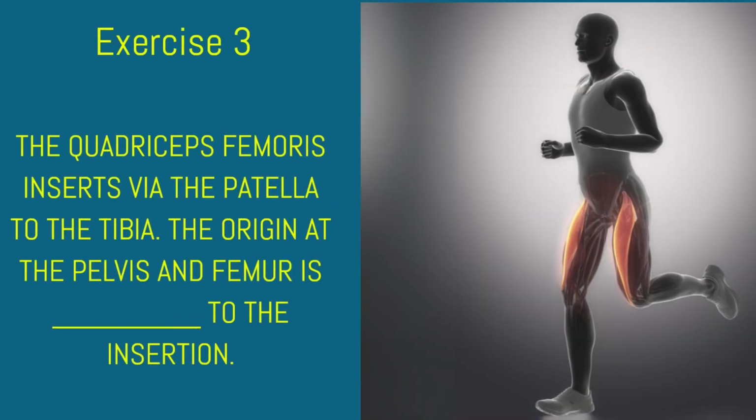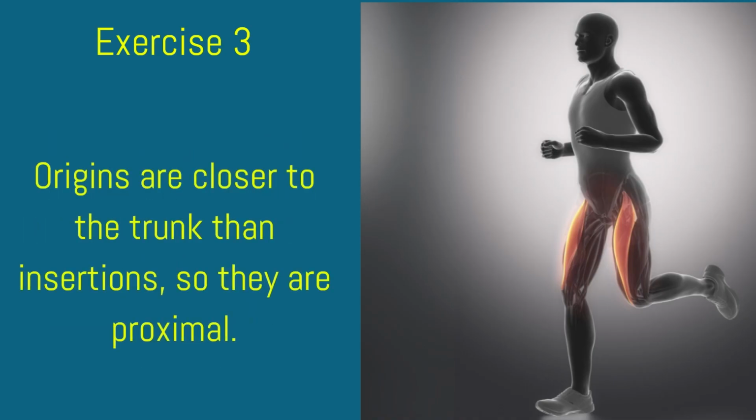The quadriceps femoris inserts via the patella to the tibia. The origin at the pelvis and femur is what to the insertion? Proximal. Origins are closer to the trunk than insertions, so they are proximal.